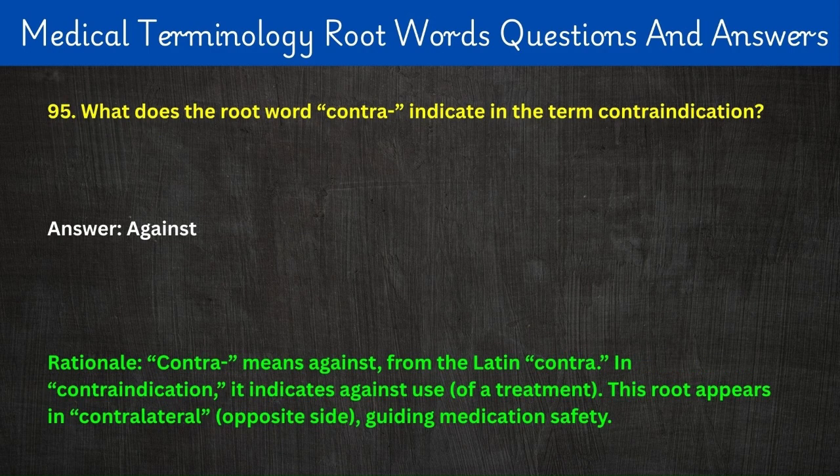95. What does the root word contra- indicate in the term contraindication? Answer: against. Rationale: contra- means against, from the Latin contra. In contraindication, it indicates against use of a treatment. This root appears in contralateral, opposite side, guiding medication safety.